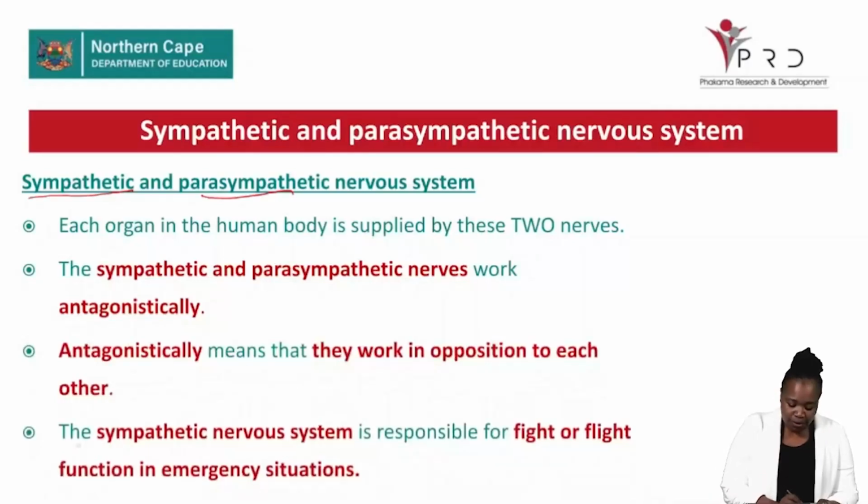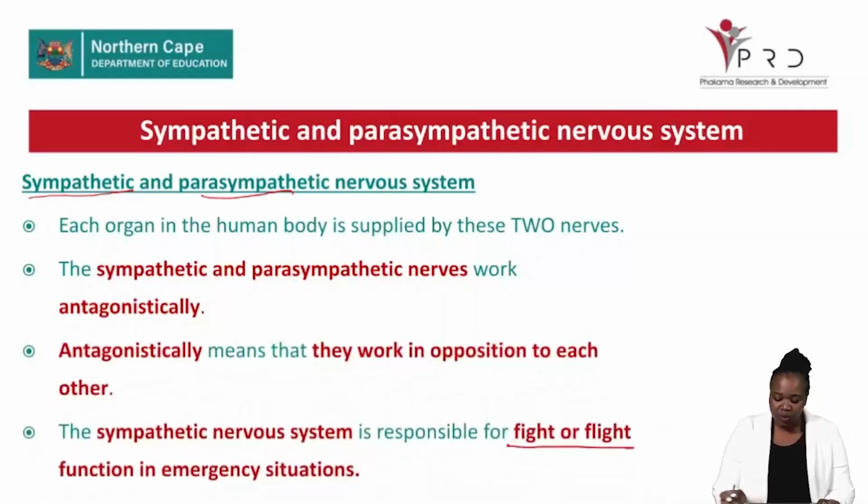Okay. So the sympathetic nervous system is responsible for the fight or flight function in emergency situations. So the sympathetic is the one that is going to cause an individual to be alert, is the one that is going to cause an individual to fight if they are in a situation, or to run away from that situation. Right. So this is just whereby an individual is going to be very aware of the situation, right?